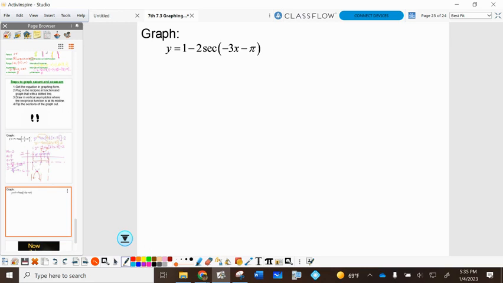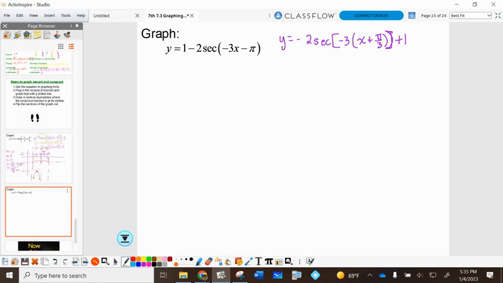So it's not in graphing form, so we're going to get it ready. It's going to be y equals -2 secant, okay, parentheses, factoring out that leading coefficient on the x, so that's -3 out x. Now factoring it out is dividing it out, so -pi divided by -3 is going to be +pi over 3. You can check that factoring by redistributing. So -3 times +pi over 3 would be -pi, so that is correct. And then we've got that +1 that's moving to the end there.